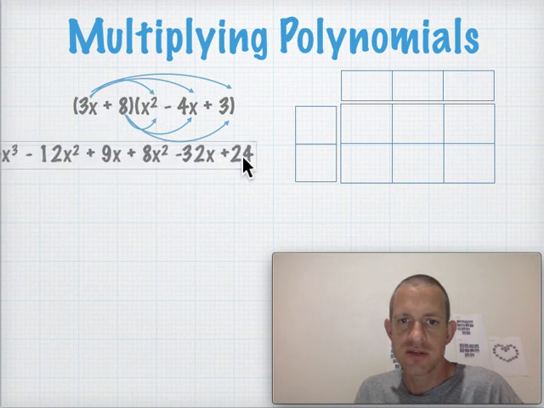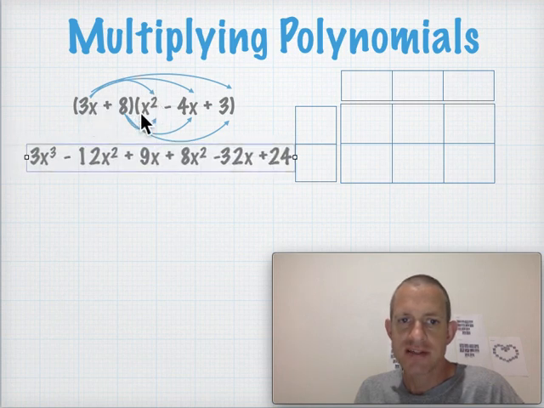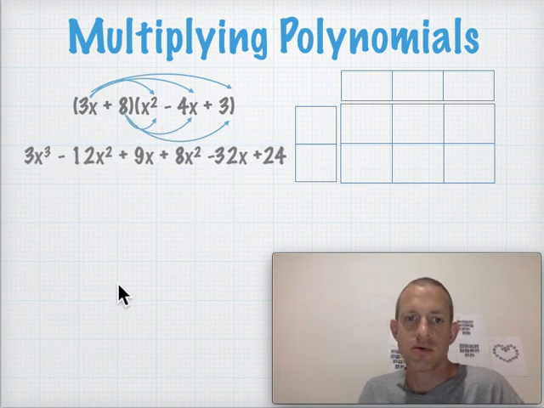And if we do that, 3x times x squared is 3x cubed. 3x times negative 4x is negative 12x squared, 3x times 3 is 9x, and so forth. So here are all the different multiplications you get when you multiply all 6 of those arrows together.